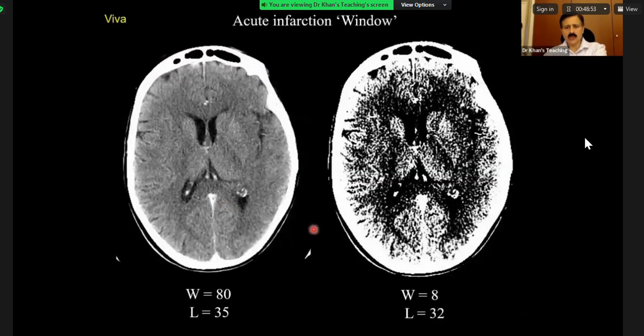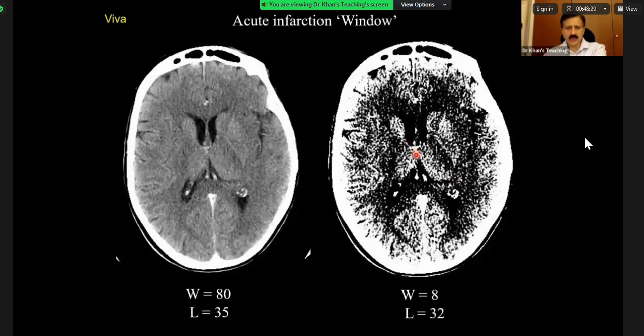Stroke window or acute infarction window, whatever you want to call it. This window, those of you who don't use it in your clinical practice, you can use it. The window width is 8 and the level is 32. It gives you this kind of picture.